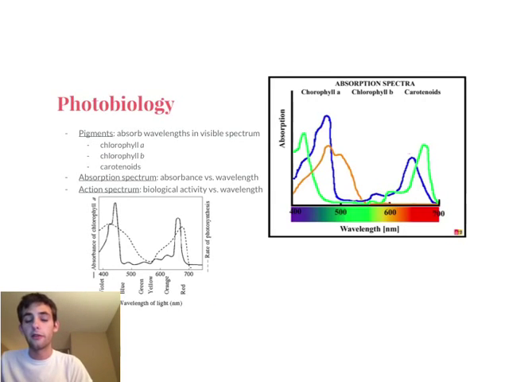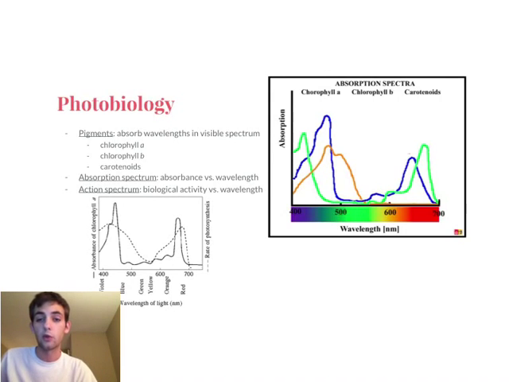The second part of photosynthesis is photobiology, and this is going to focus on the pigment part. So how are pigments involved in photosynthesis? The first thing you need to be familiar with is what a pigment is. Pigments can absorb wavelengths in the visible spectrum. If you look back at the electromagnetic spectrum, you'll see the visible spectrum, or that part that humans can see. There are a couple of main types of pigments involved in photosynthesis.